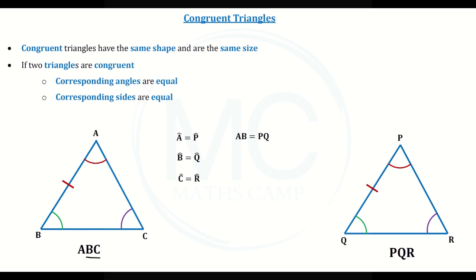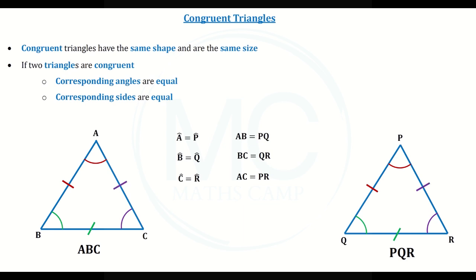B and C are the second and third letters in ABC. Q and R are the second and third letters in PQR. So BC will be equal to the corresponding side QR. Let's mark these sides in green. Finally, in ABC, A is the first letter and C is the last. In PQR, P is the first letter and R is the last. So we can see that AC will be equal to the corresponding side PR. So now we can mark these sides in purple.